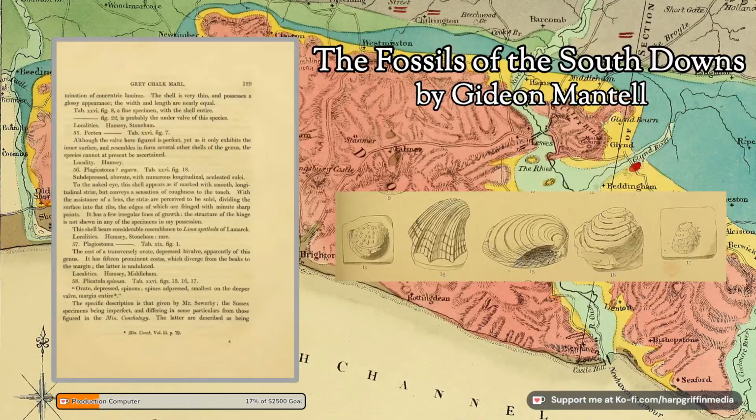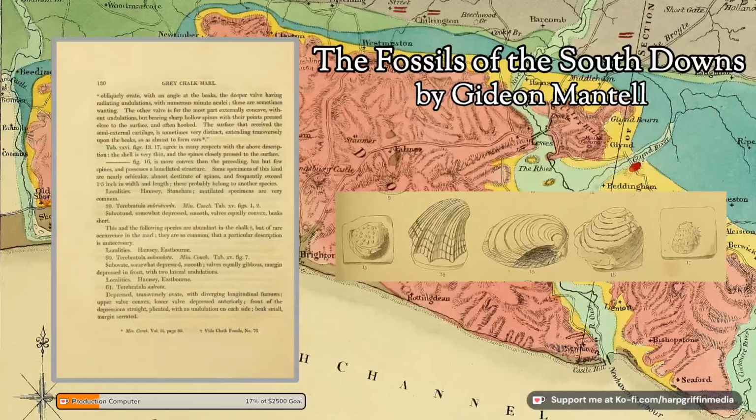The latter are described as being obliquely ovate with an angle at the beaks, the deeper valve having radiating undulations with numerous minute aculeae. These are sometimes wanting. The other valve is for the most part externally concave, without undulations, but bearing sharp, hollow spines with their points pressed close to the surface, and often hooked. The surface that received the semi-external cartilage is sometimes very distinct, extending transversely upon the beaks, so as almost to form ears.